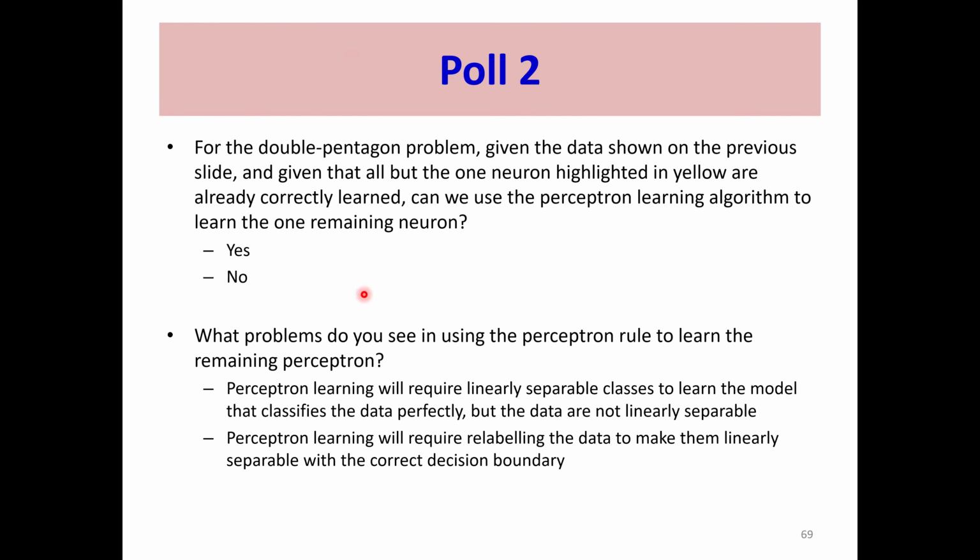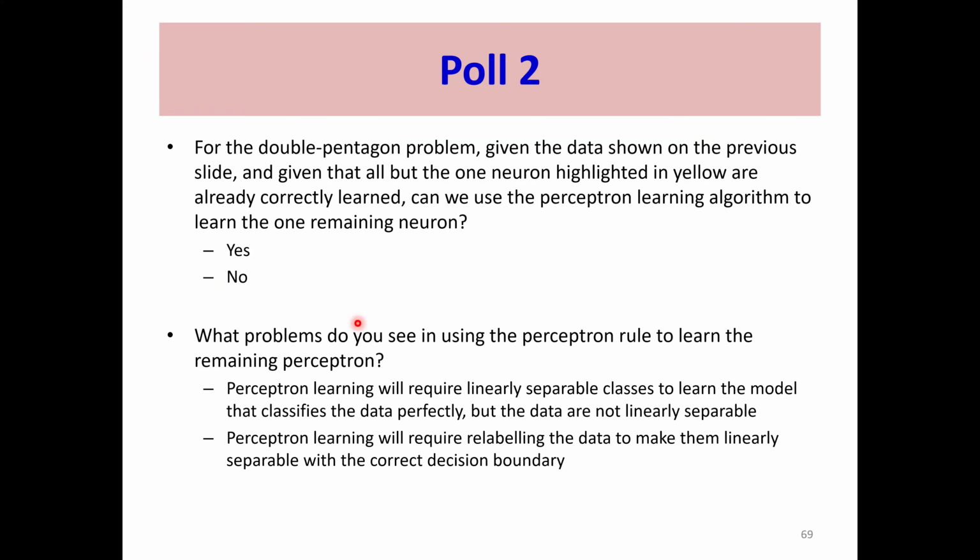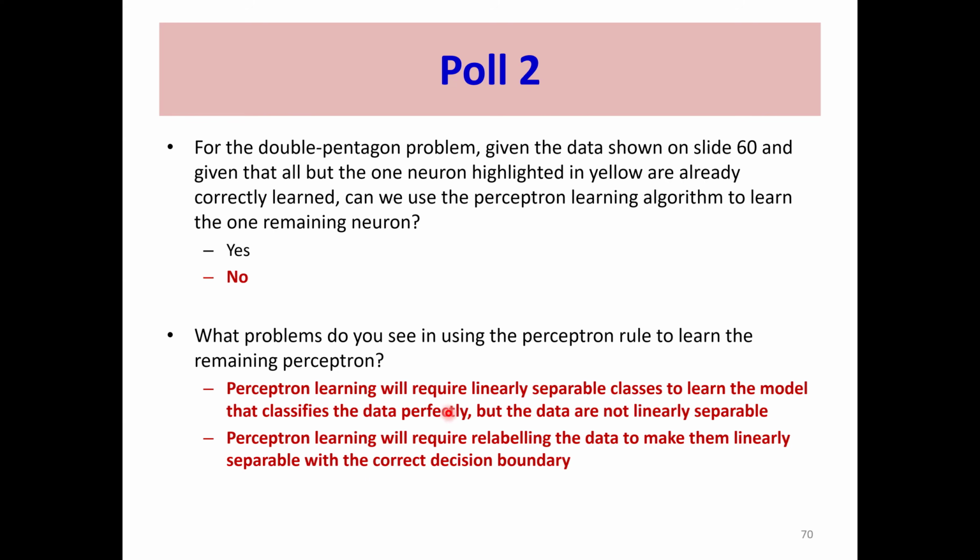So for the first question, what is the answer? The answer is no, right? A whole bunch of you answered yes. For those of you who answered yes, let's go back and look at the figure again. From data of this kind, can you learn this boundary? Clearly no, right? The data are not linearly separable. You cannot learn this boundary. Whereas the perceptron learning rule requires linearly separable classes to learn the model that fits the data perfectly, here the data are not linearly separable, which means that we have to relabel the data to make them linearly separable for the correct decision boundary.